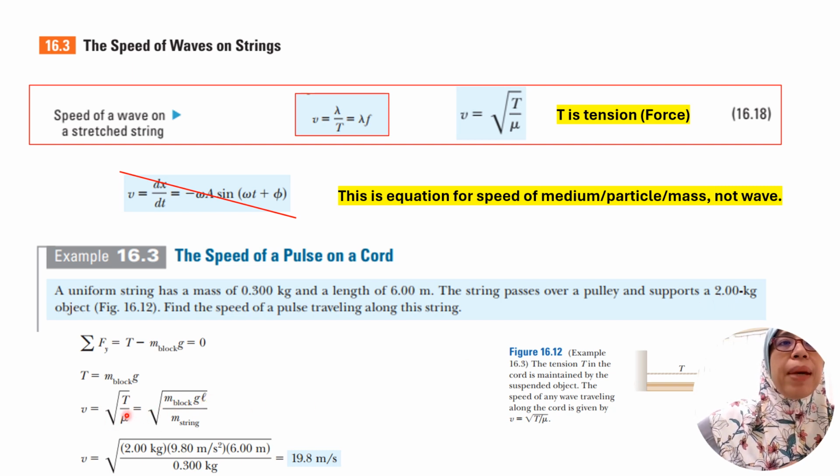Mu is mass over length, so 0.3 divided by 6. And then this susun balik, and this is how the expression turns into. Solve, you're going to get 19.8 meter per second. So nanti akan ada satu gelombang. Kalau gelombang tu ada atas tali ni, kelajuan dia adalah 19.8 meter satu saat.